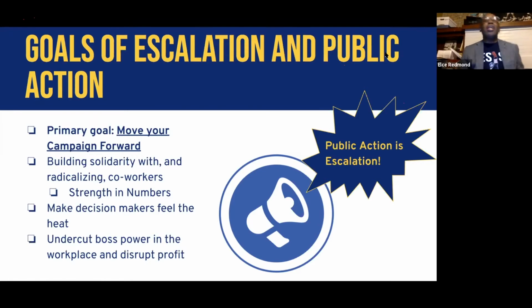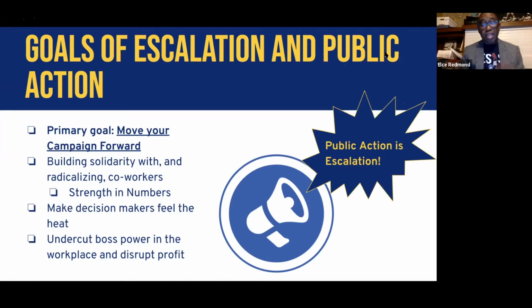Because as you see here, there's strength in numbers. It is difficult for the bosses to move on a large group of people. They can move on maybe one or two folks, but when you have the majority of the workforce involved in a campaign, then they must take that seriously. That's why you want strength. If there are about 50 people, you want the majority of that group involved.